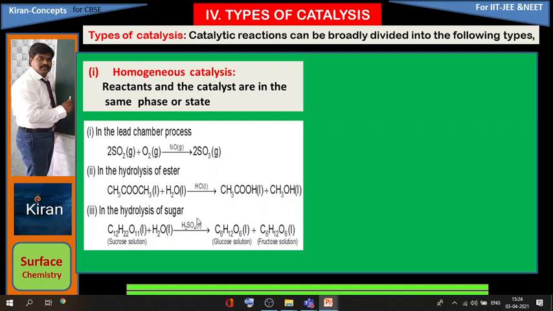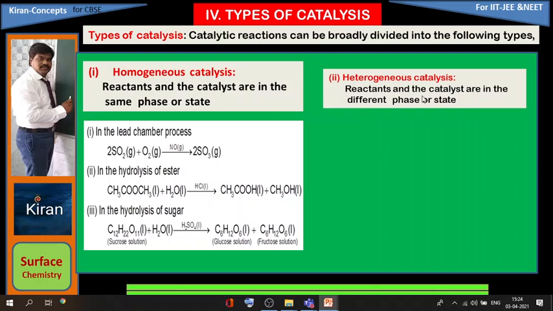One more example, sucrose solution C12H22O11 plus water in presence of sulfuric acid, it forms glucose solution and fructose solution. So what is the meaning of homogeneous catalysis? Reactants and the catalyst are in the same phase or same state. Such kind of catalysis reactions are homogeneous catalysis reactions.